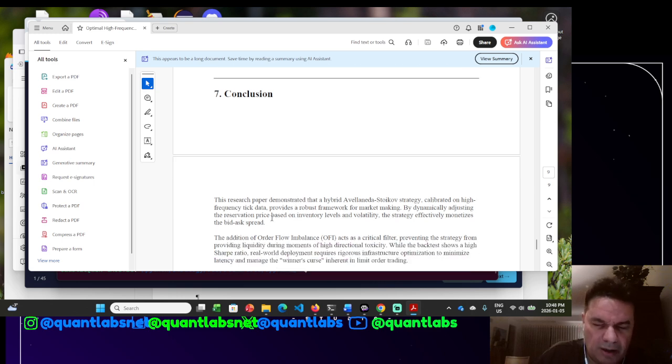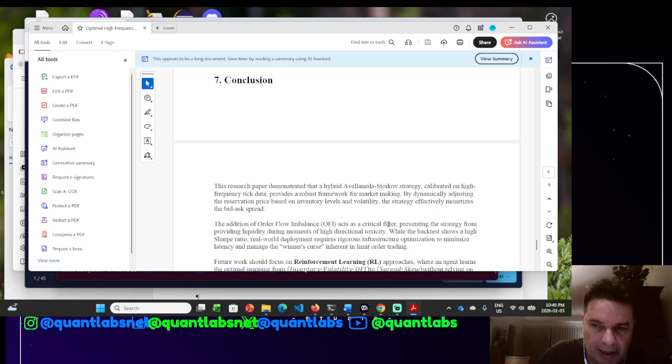In conclusion here, we have the research paper demonstrating this hybrid AS strategy calibrated on HFT, high frequency trading tick data, providing a robust framework for market making. Now, again, this is just one of many hundreds, probably thousands of examples of strategy coding that you could look at and analyze and implement, based upon, in this case, just one small snapshot, 2 days worth of tick data, when overall the Bitcoin market was flat.